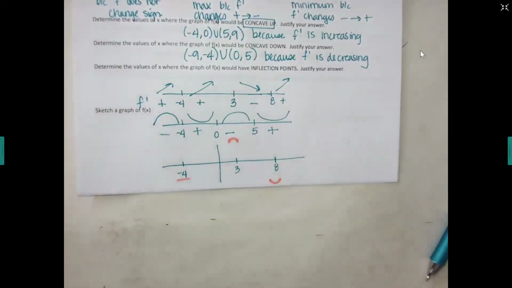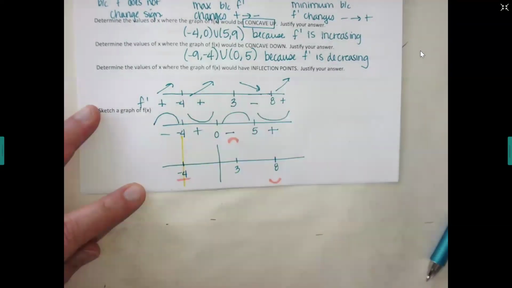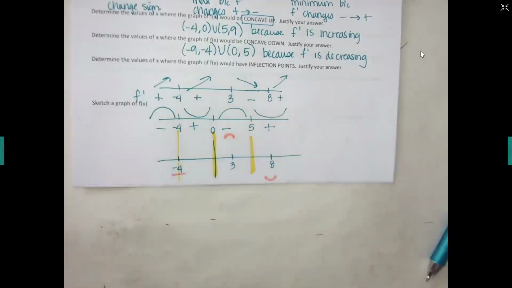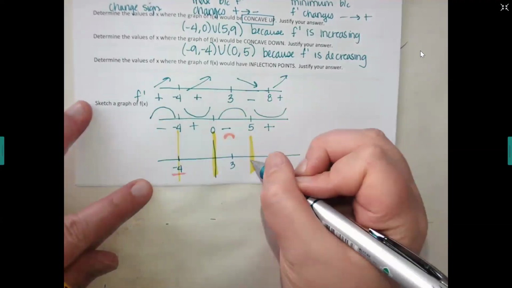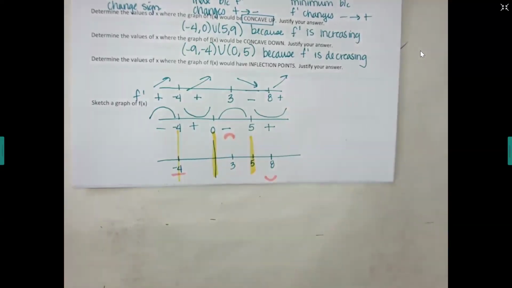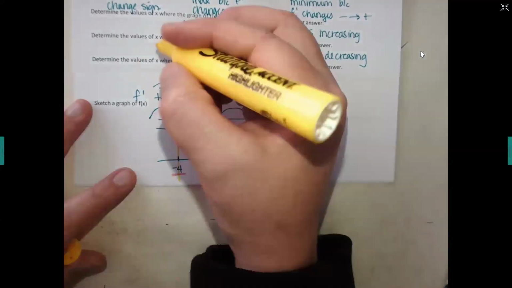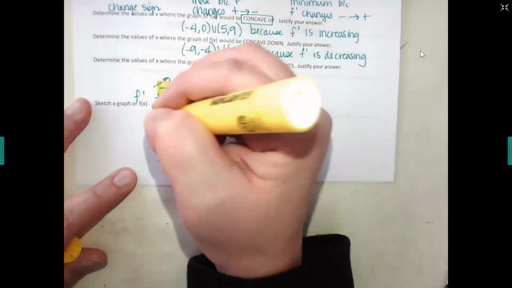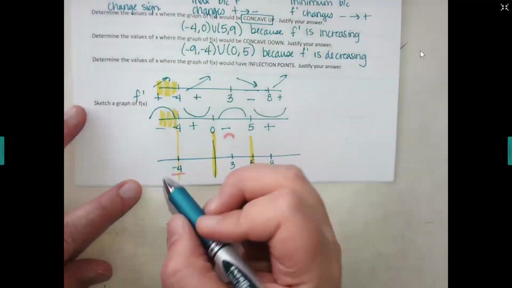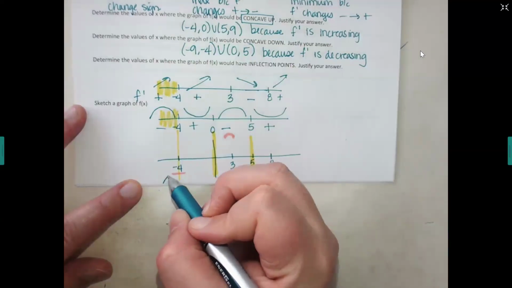Okay, then remember you want your little dotted lines everywhere the concavity switches. So it would be at -4, at 0, and at 5. Okay, then from there, remember, it's just little chunk by little chunk. So to the left of -4, what am I doing? Increasing how? Concave down. So increasing concave down would be like that.